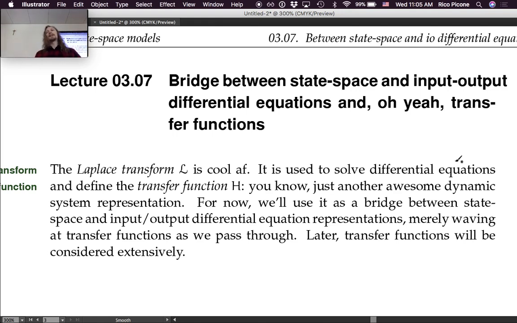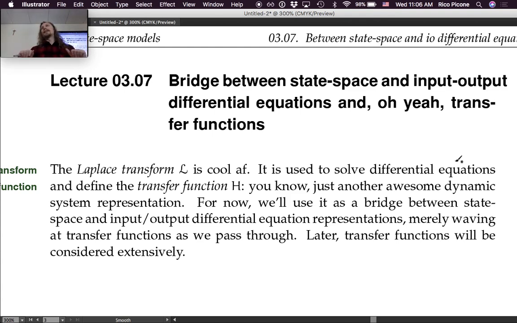3.7, bridge between state space and output differential equations, and oh yeah, transfer functions. So we learned in chapter 3 we did state space modeling, right? And we had already done input-output differential equation modeling previously, right? Back in the electronics section of this course, we dealt pretty extensively with the input-output differential equation. And we did state space models.